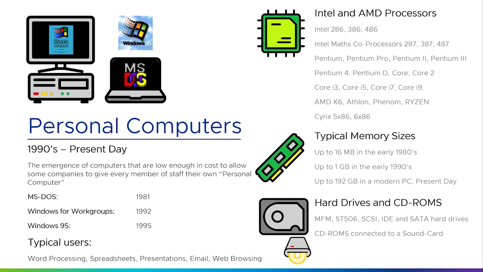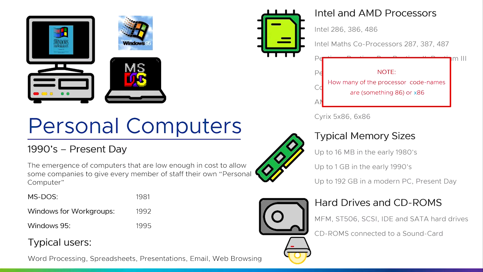But the bit I want to go back to here is this bit here. If you notice, when we talk about processor names, there are lots of processor names or numbers that end in 86. 286, 386, 486, 586, 686, or, you know, something 86. And if we replace that something with an X, you end up with a description for these processors as X86.